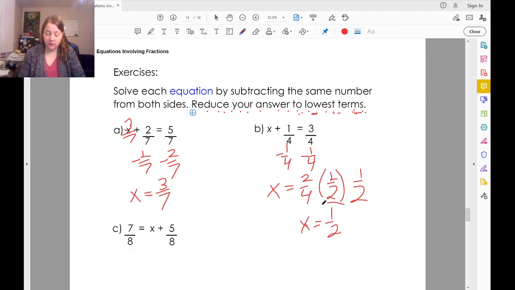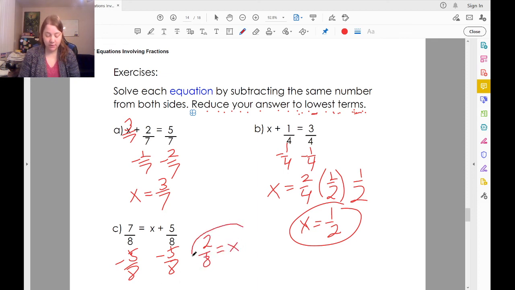For our lowest terms answer. Letter C, we know that the total is 7/8 when we take something and add 5/8 to it. So let's get rid of the 5/8 on both sides. That means that we have 7/8 minus 5/8. 7/8 minus 5/8 is 2/8, and that's equal to x, which should be down here, but I ran out of room. Except I circled 2/8.